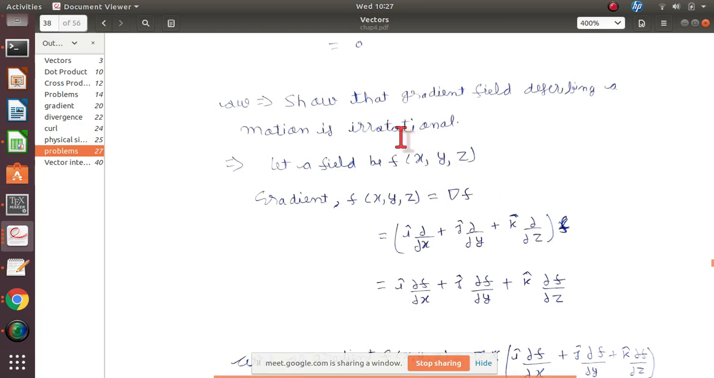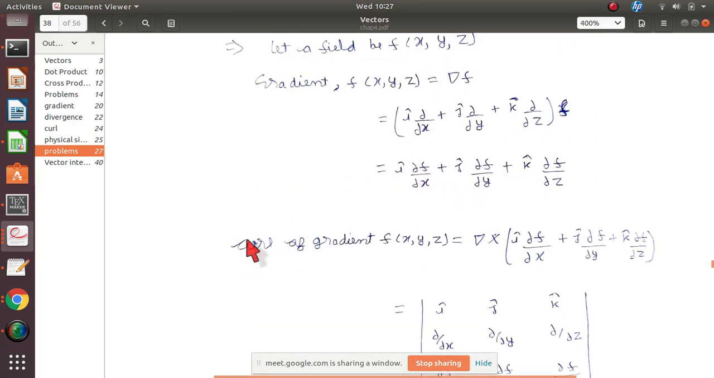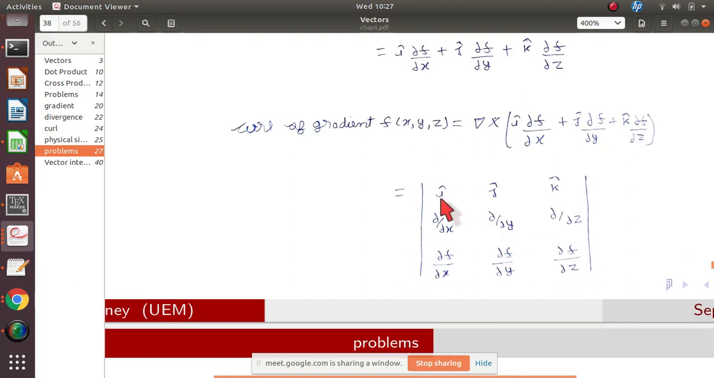So we all know that irrotational basically means the curl should be 0. So now we will calculate the curl of this. Curl of gradient, del cross del f, means cross product. Then we take the matrix form i cap, j cap, k cap. First row is the del operator, del by del x, del by del y, del by del z. Second row is this gradient of f, del f by del x, del f by del y, del f by del z.